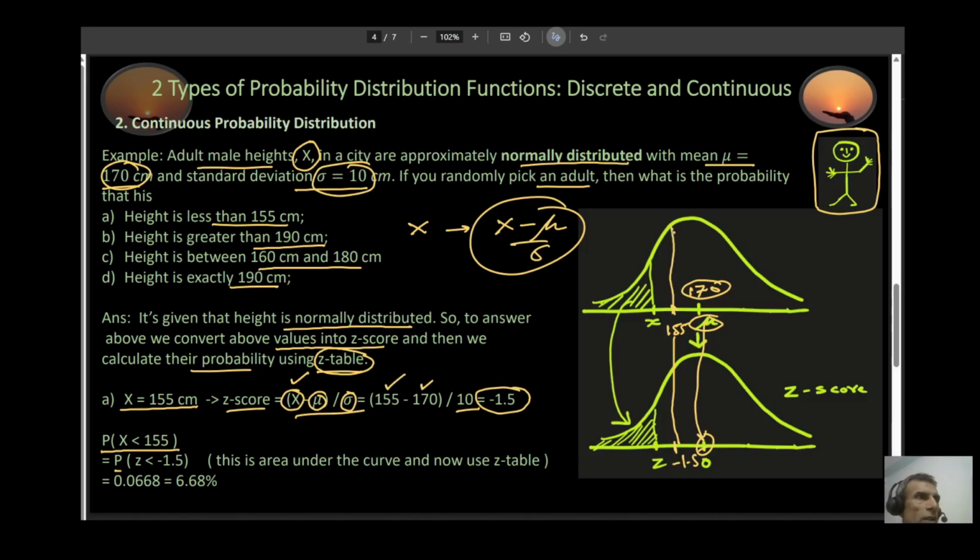In other words, you have to calculate this area, right? This area is the same as calculating this area right here. And we can calculate this area a lot easier because we have the z-table at our disposal. So to calculate the probability that z is less than minus 1.5, we look through the z-table.